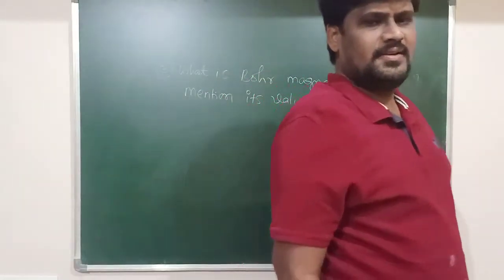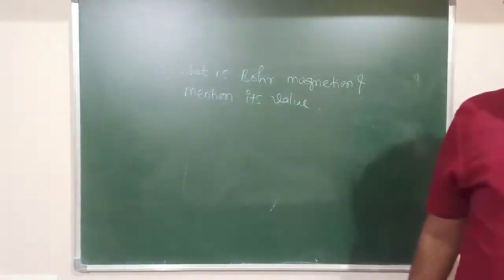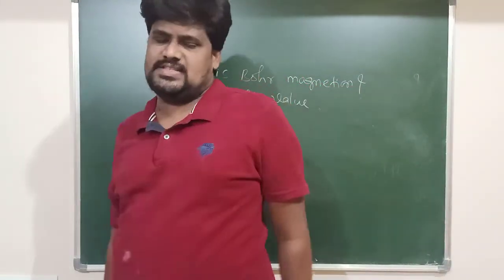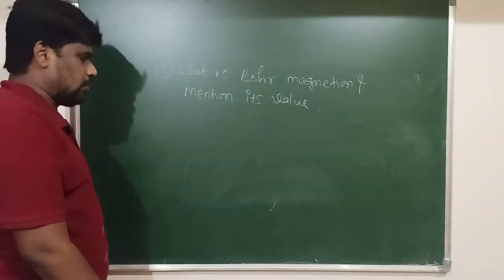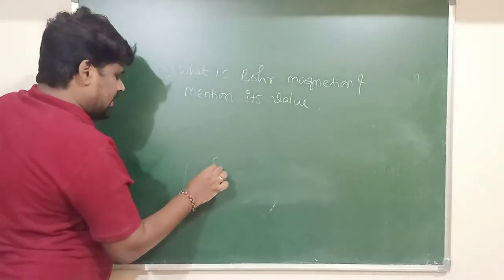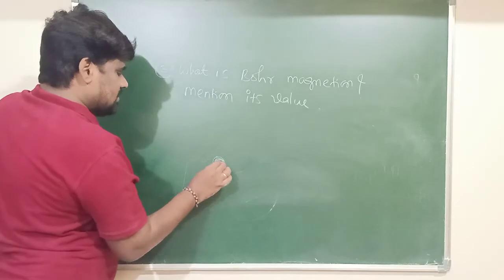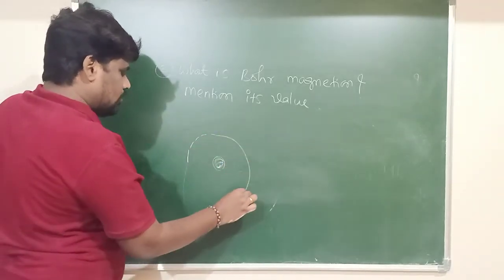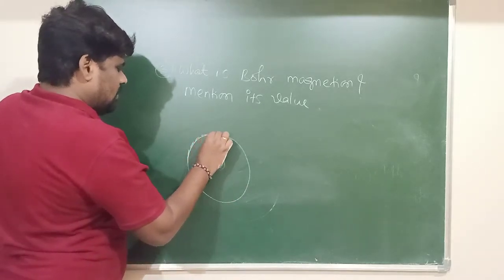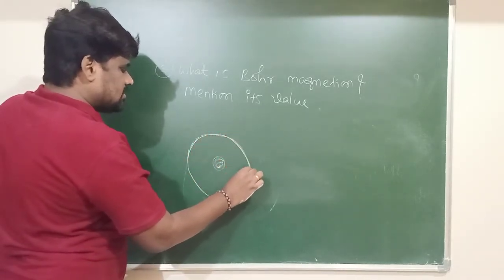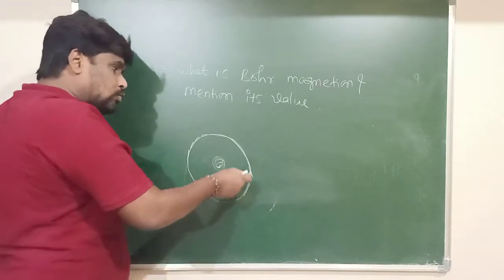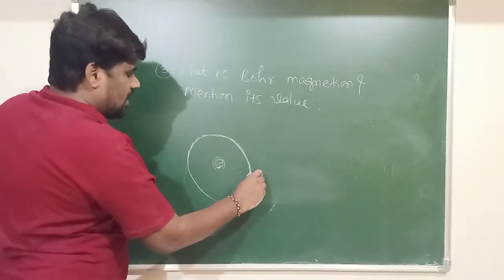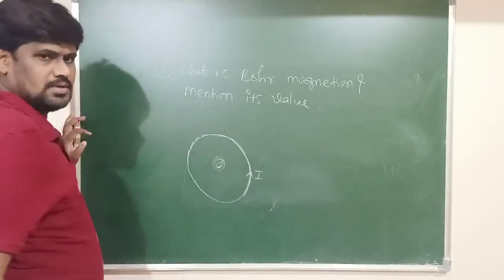If you consider the motion of an electron around the nucleus, I will take the example of a hydrogen atom. In a hydrogen atom, around the nucleus, the electron is revolving in which orbit? Circular orbit. When the electron is revolving in the circular orbit, due to the motion of the electron in an orbit, definitely a current is going to be produced.